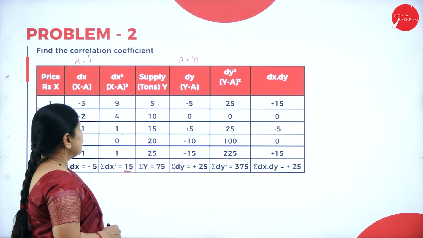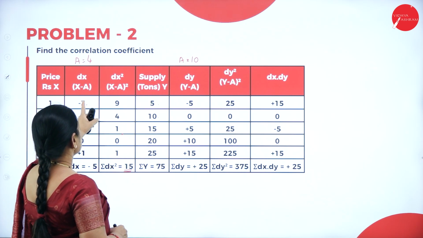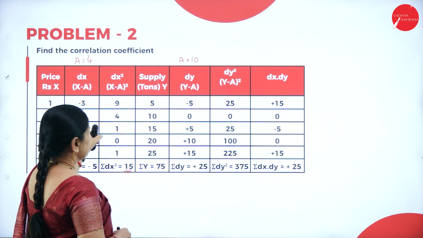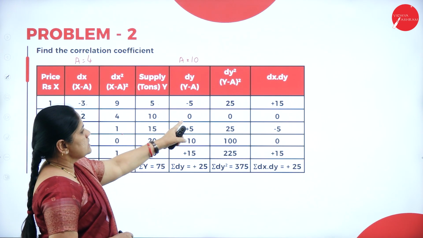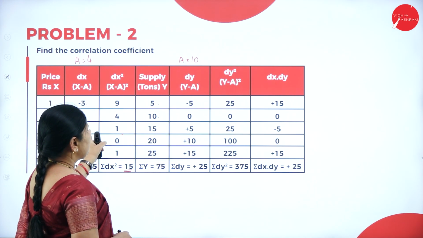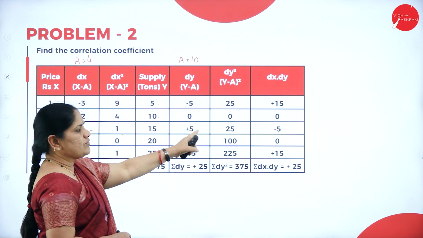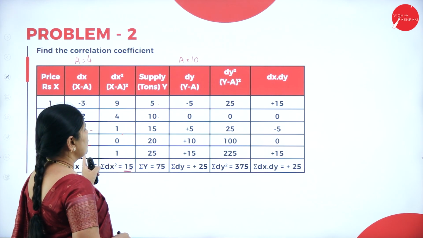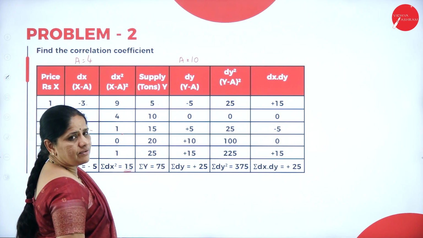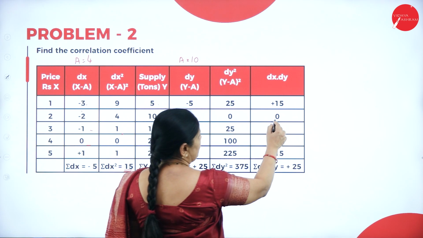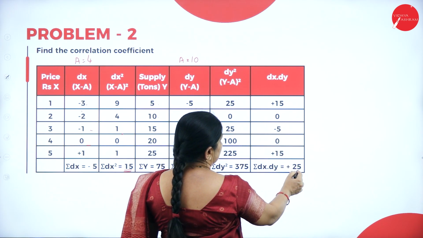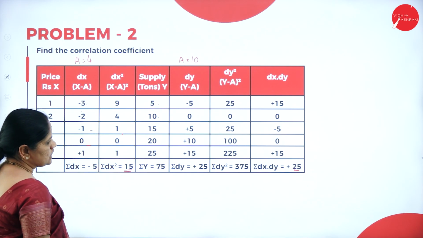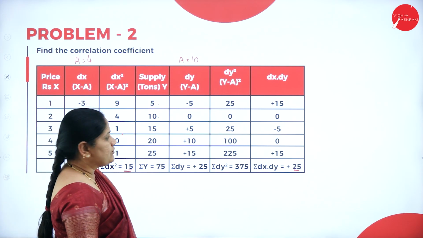When I add all this, I get 375. Now dx into dy: minus 3 into minus 5 is plus 15, then 2 into 0 is 0, minus 1 into plus 5 is minus 5, 0 into 10 is 0, 1 into 15 is 15. So when I add all this, I get 25 as the answer. Now I have to substitute all the values in the formula.